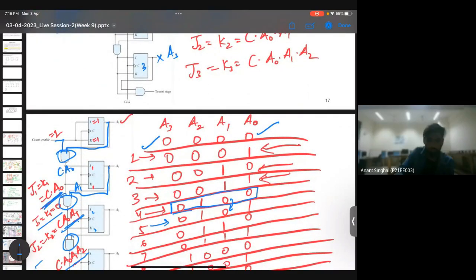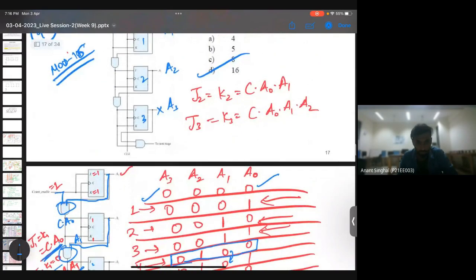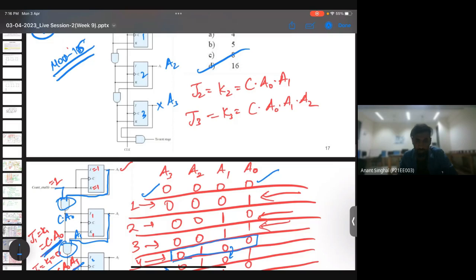Okay, I see in the chat box some of you have written the answer as option C, which is 8. Is it clear now? Because it is 16, not 8. Anuj and Sudhir, you have written the answer as C. Is it clear now?